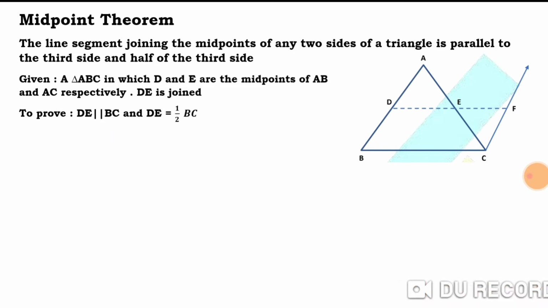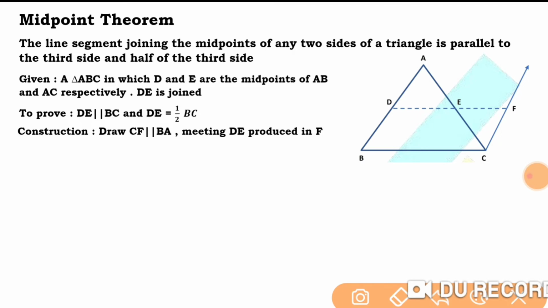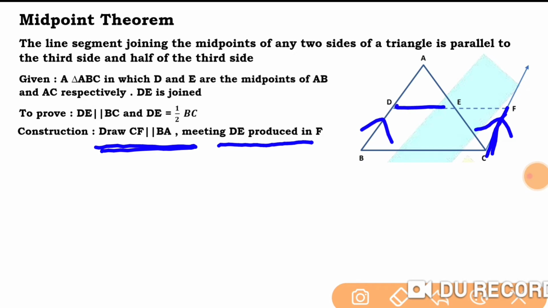After the to-prove part, we have the construction. Here in the construction, we draw CF parallel to BA. CF has been drawn parallel to AB, and DE has been produced to meet at a point F. This is the construction: CF has been drawn parallel to AB, and DE has been extended to meet at F.